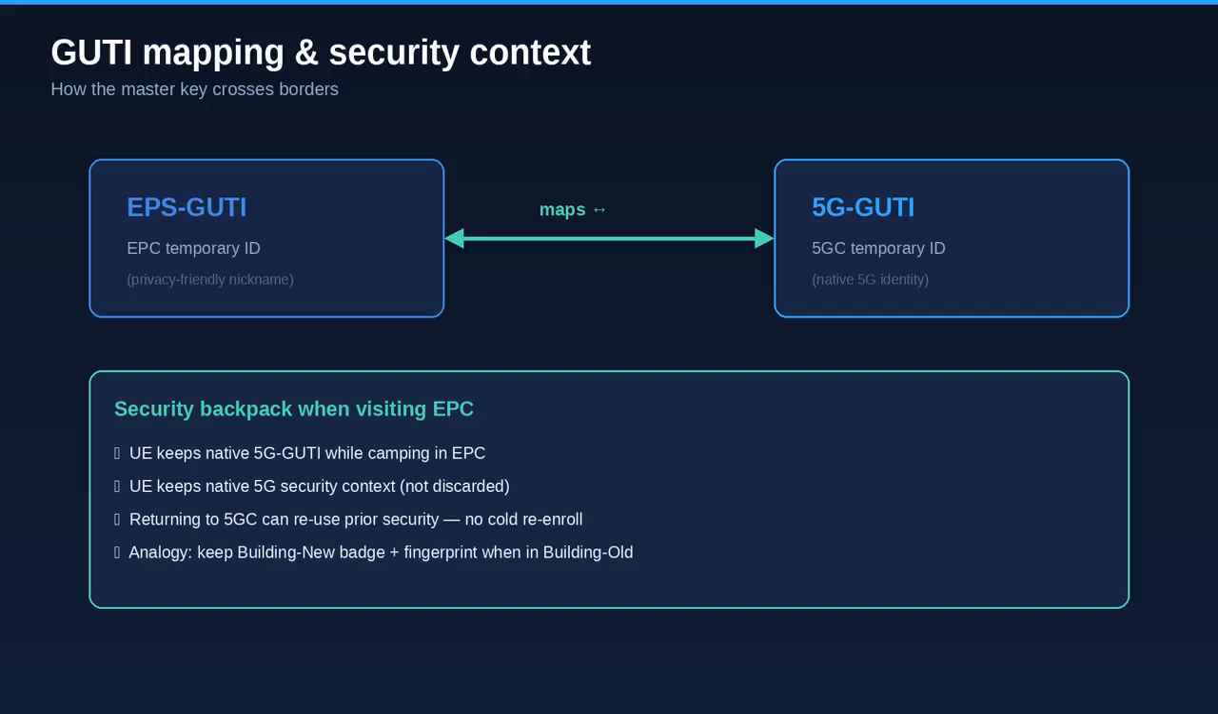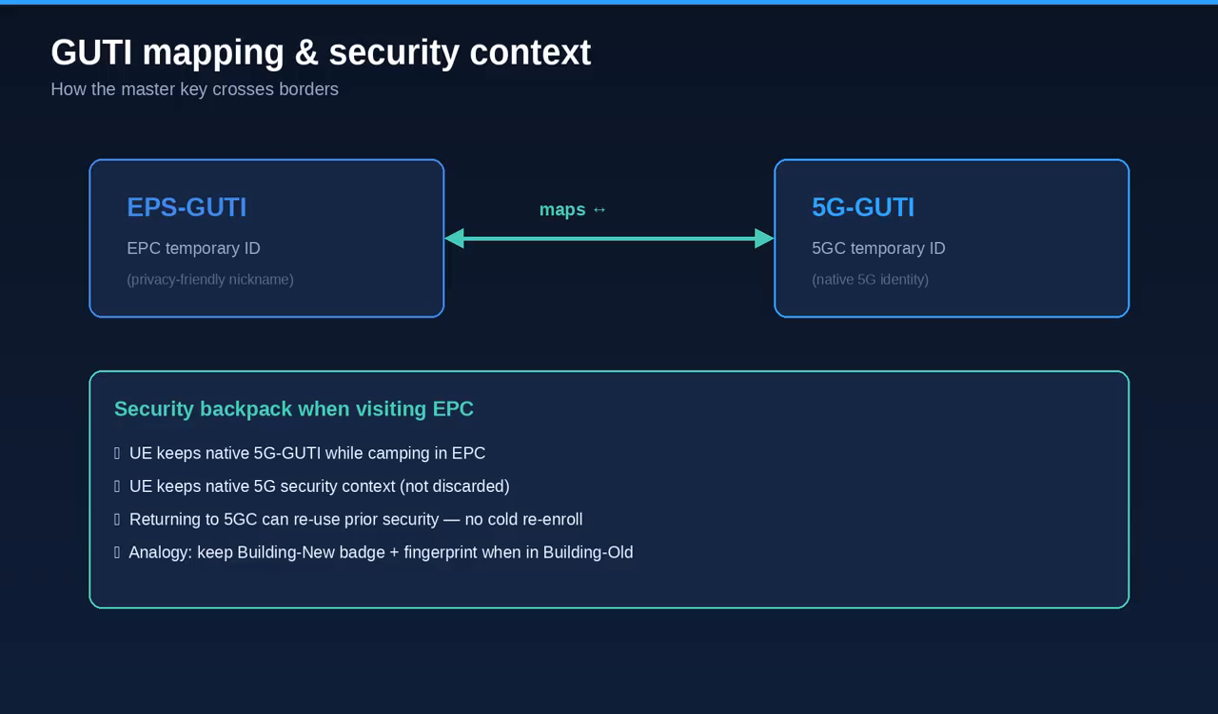Identities make the master key work across borders. The temporary identity in EPC is the EPS-GUTI. In 5G, it is the 5G GUTI. GUTI stands for Globally Unique Temporary Identifier, a privacy-friendly nickname the network assigns so your permanent subscription identity is not blasted over the air every time. In single registration mode, when the UE moves between EPC and 5GC, it maps the EPS GUTI to a 5G GUTI and vice versa.